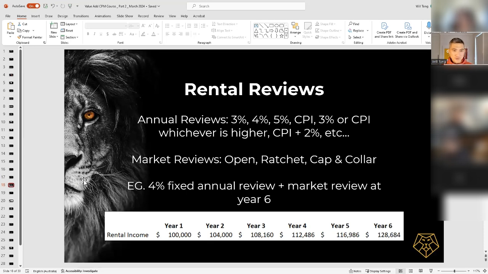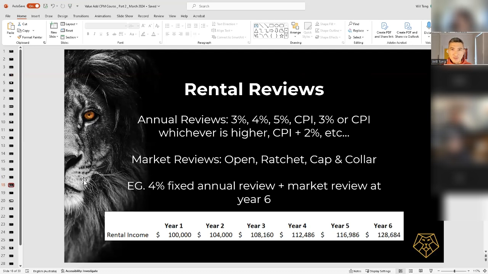But what I really want to talk about is market review, okay? Because market review is what is going to make or break the deal. So market review will kick in when the tenant's initial lease term is up, or when there's a trigger for a market review. Very often it happens when the lease expires or when they exercise the option to renew a term. So there are a few scenarios with market reviews.